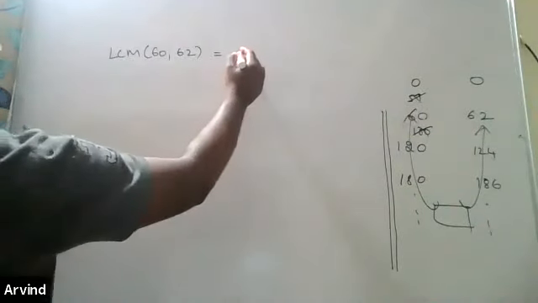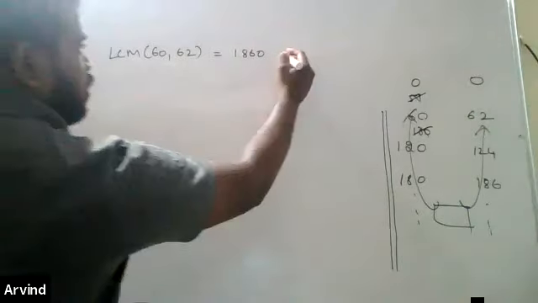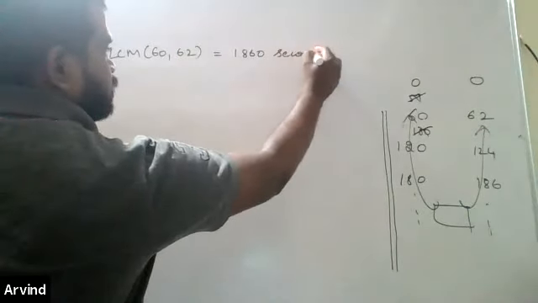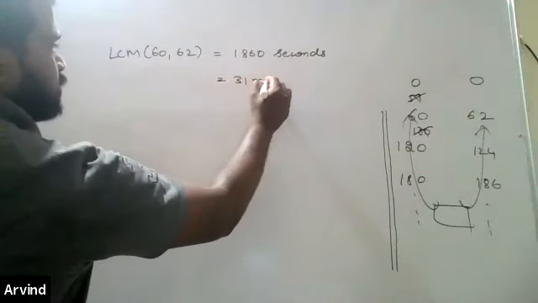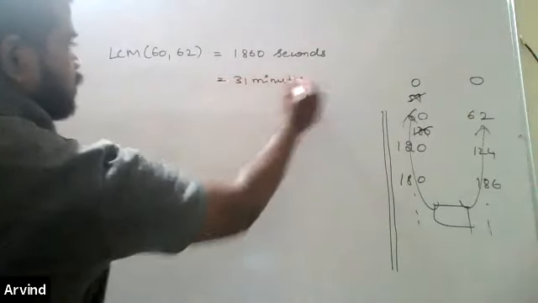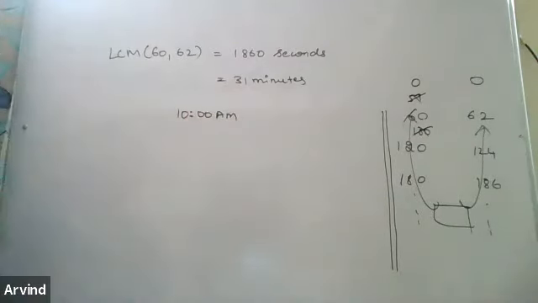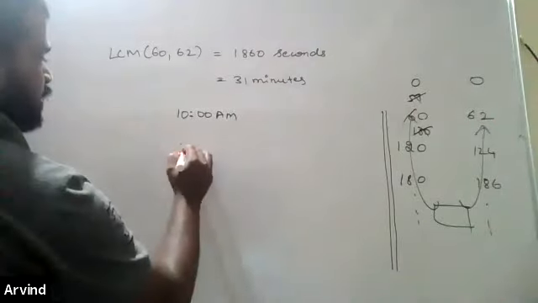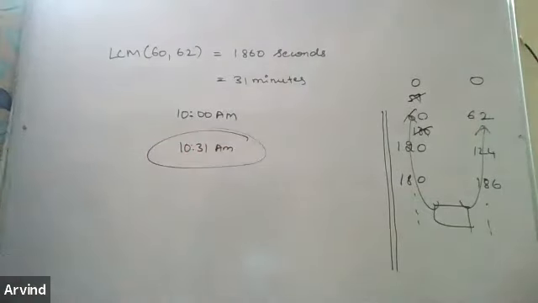If you find it, how much do you get? Sir, 1860. 1860. Okay, 1860 will be in seconds. If you convert into minutes, it is 31 minutes. So from 10 a.m., after 31 minutes, that is 10:31, they will beep together.